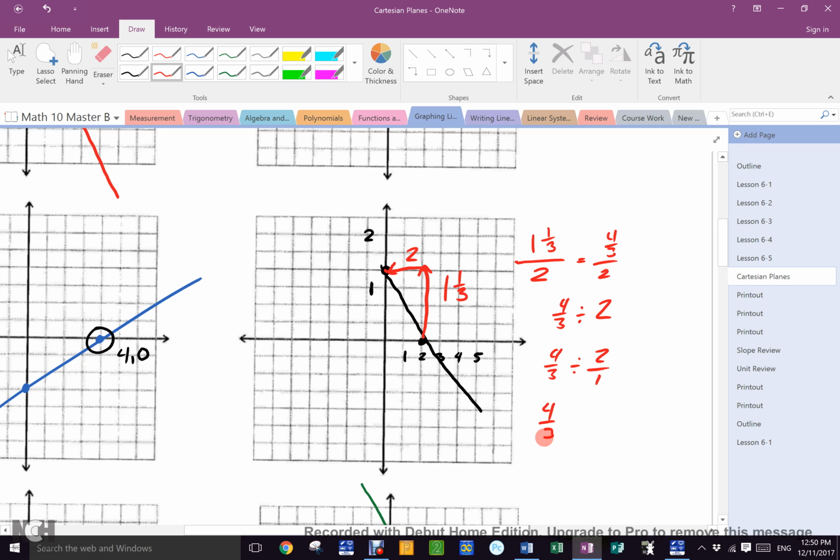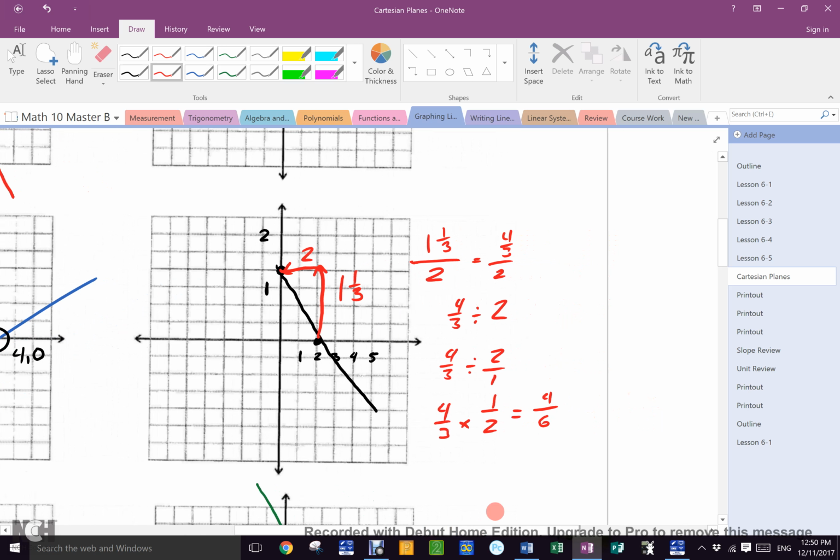Which is 4/3 times what? 1 over 2, which is 4/6, which is really 2/3. So that is my slope. Even though on the graph, it's 1, 2, 3, 4 over 2. Does everybody see that? You must actually check how far you go on the graph, not just how many squares it is. Does everybody get it?